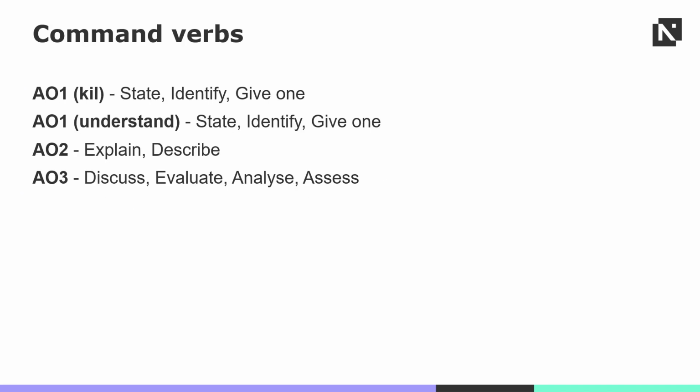And just for information, we'll have a quick overview of some of the command verbs you would expect to see in the questions. For AO1, in terms of a knowledge-based question, you'd expect to see state, identify, or give one example of. For AO1 understanding, you'll see the same verbs but with greater depth expected. In AO2, you would expect to see explain or describe, and AO3 is where you see higher order thinking, for example, discuss, evaluate, analyse and assess. And these command verbs signal the cognitive demand and will help you and your learners pitch the responses appropriately.